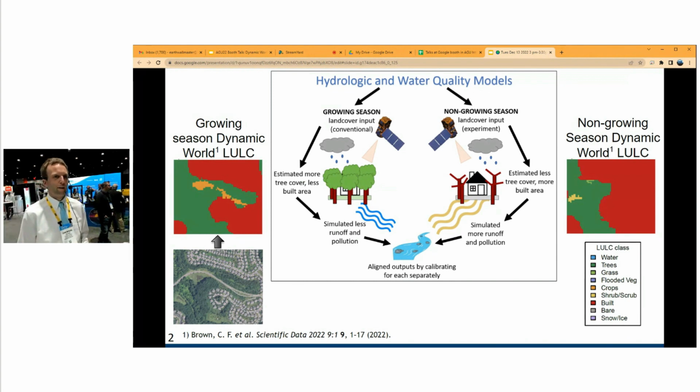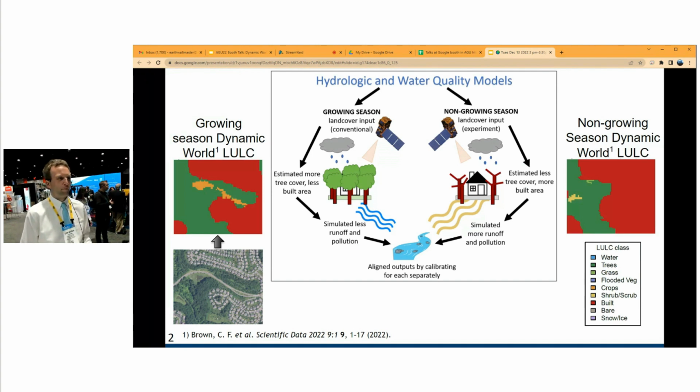And now we have this new Dynamic World product that I mentioned from Google and WRI, and you can access it from Google Earth Engine. It now enables modelers to use seasonal land cover data, or even land cover data as frequent as 5-day intervals in their models. So it really increases the capabilities for modelers to understand how land cover is affecting the outputs of their models.